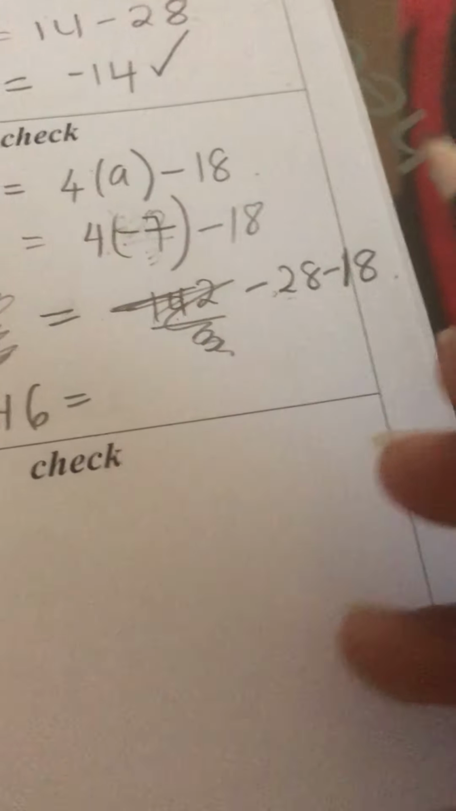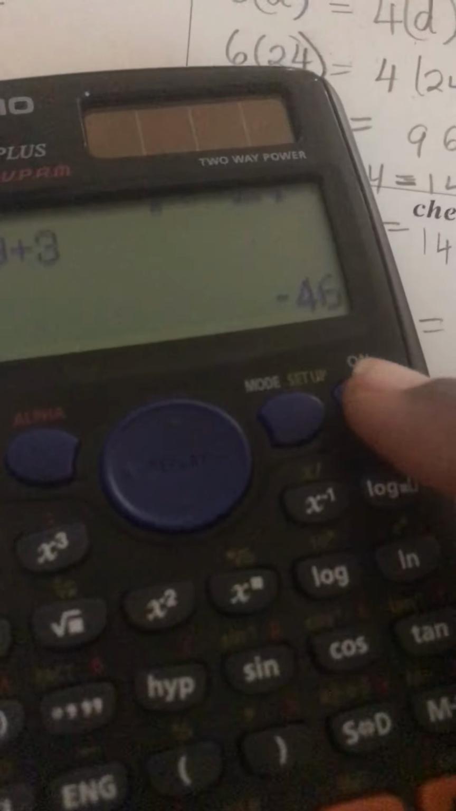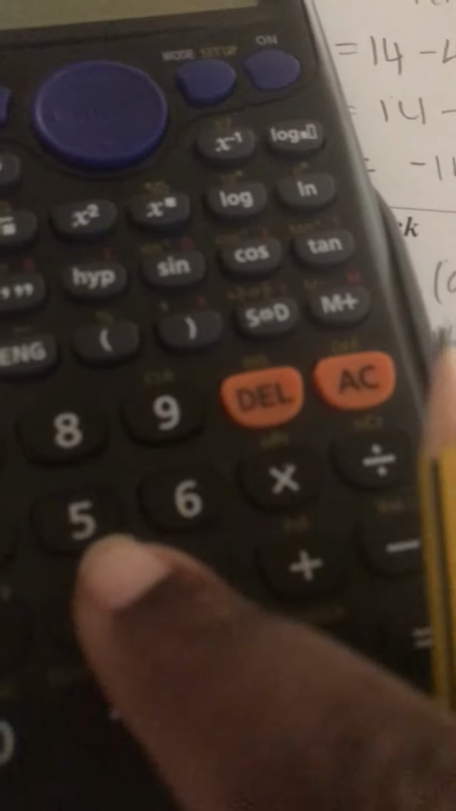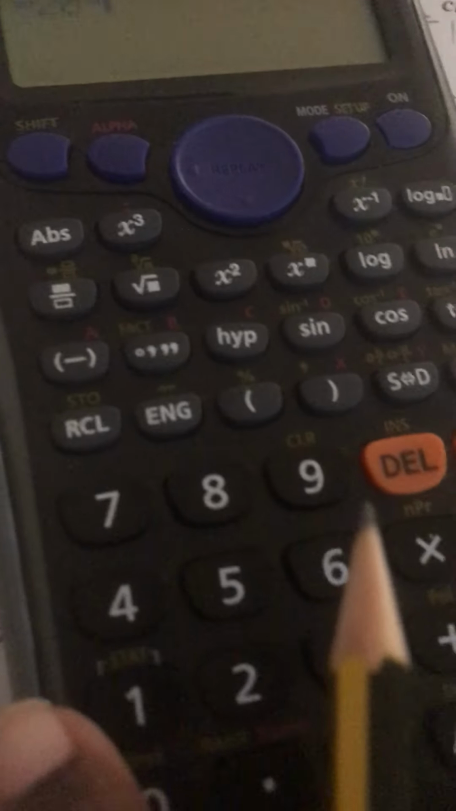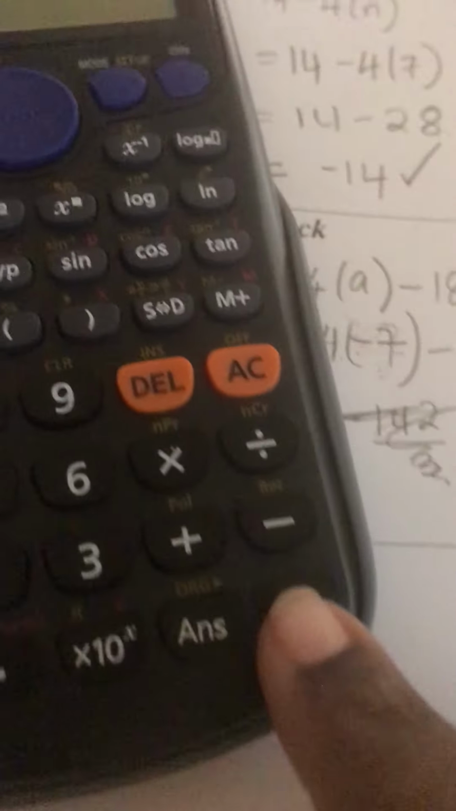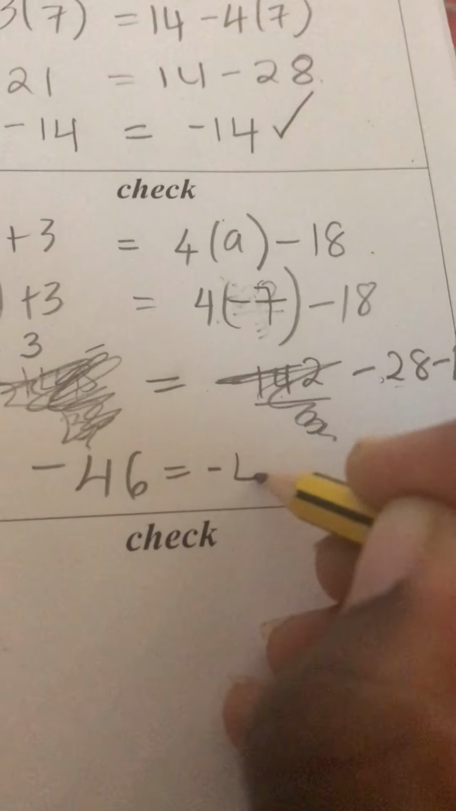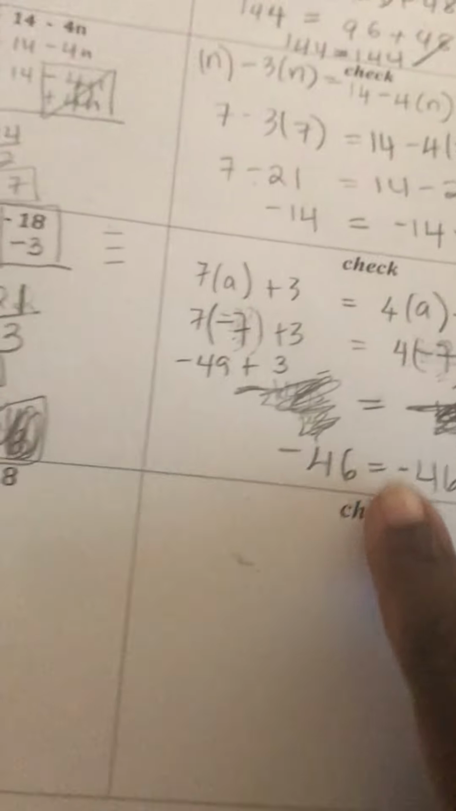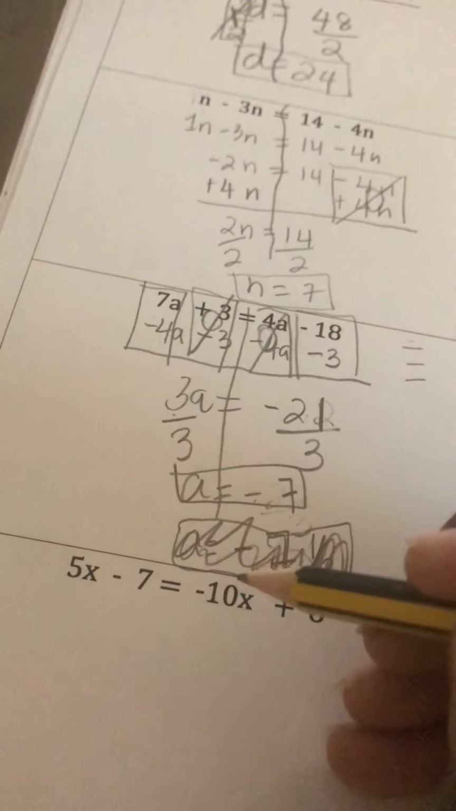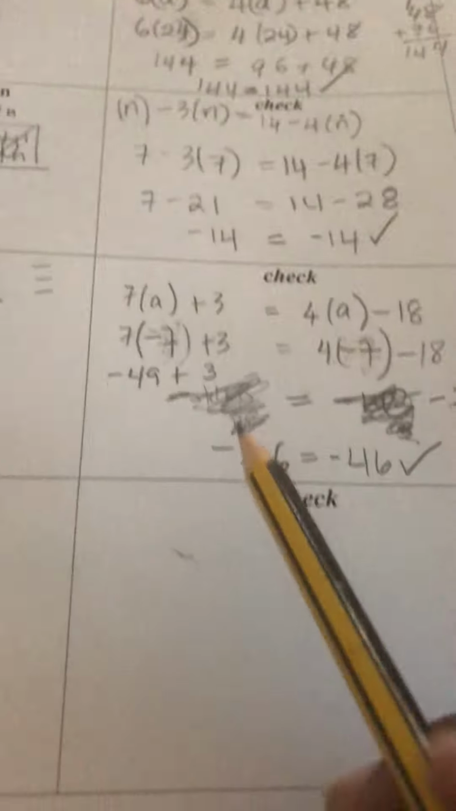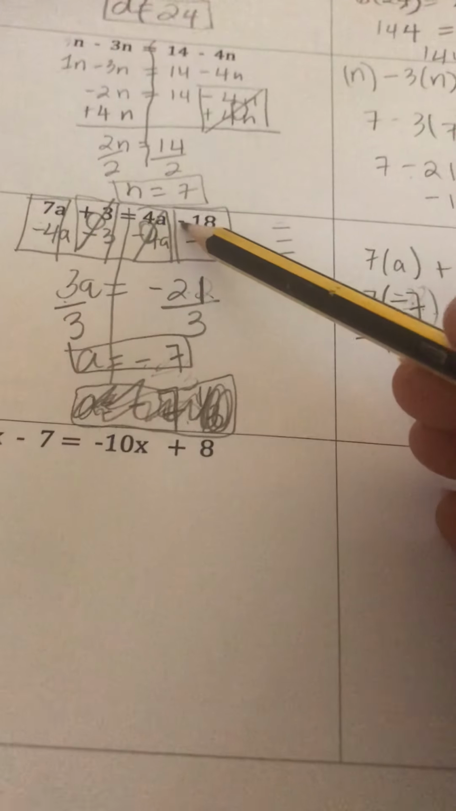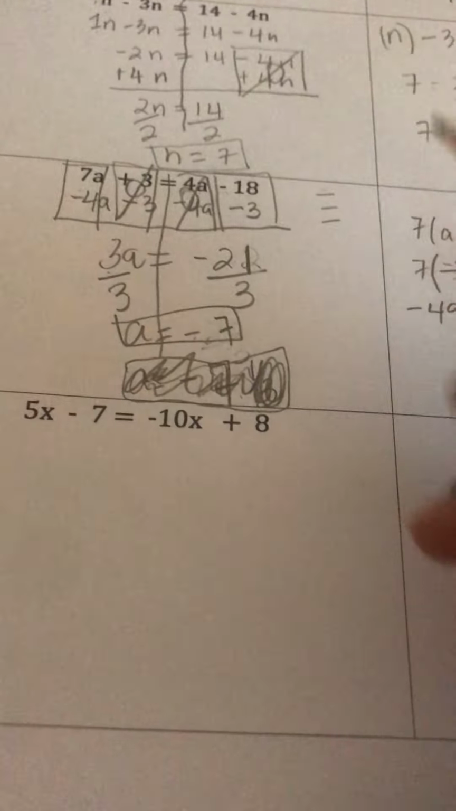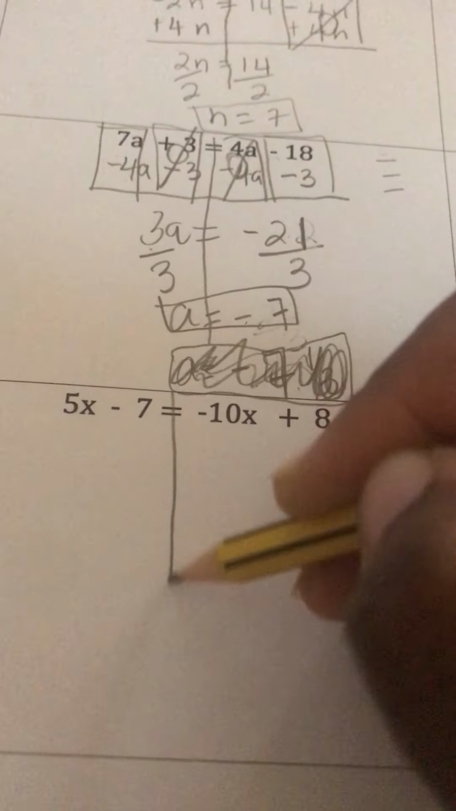And then this should also give me negative 46 because negative 28 minus 18 should also give me negative 46. And that is how I know I am correct, okay? So A is negative 7. All right. So again, when you check and you find they're not correct, start from the beginning and see where you went wrong. All right, let's do this.